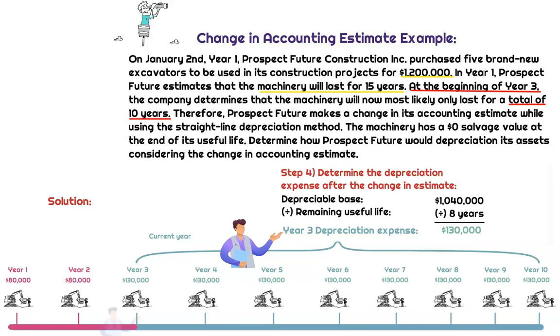So what that means is the depreciation expense from year 3 through year 10 will be $130,000 per year. The new depreciable base of $1,040,000 divided by the 8 remaining years, to equal our 10 total years, will be $130,000 per year thereafter. The change was made at the beginning of year 3, so that's going to be the current year and all future years, right? This is made prospectively.